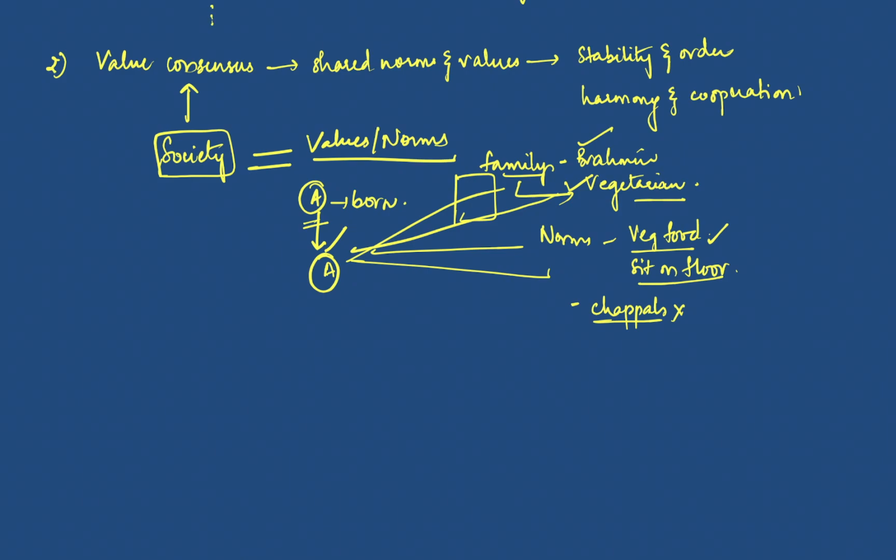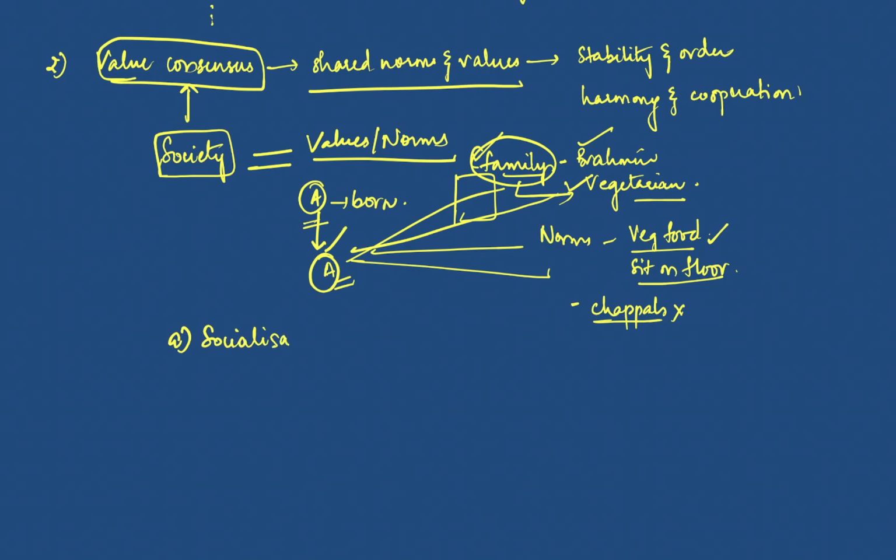No. So basically there is a value consensus, that is, there are shared norms and values in the society which the society imposes on you through institutions like family, right? So in that way your socialization is done, right? So how are these norms and values imposed? They are done by two very important mechanisms: the first is called socialization, and the second one is called social control, right? So what are these two?